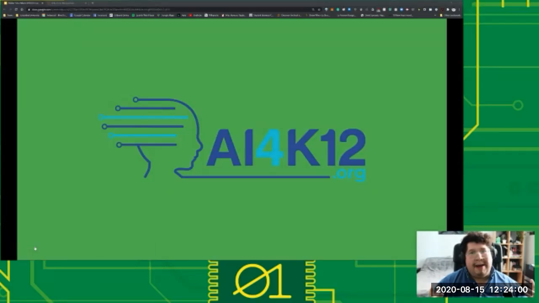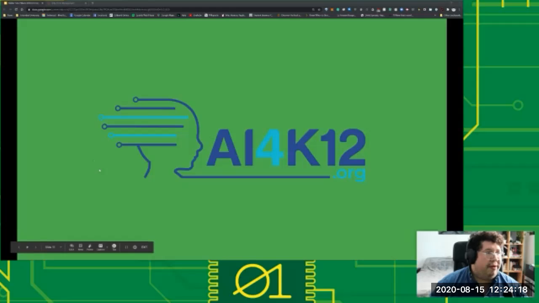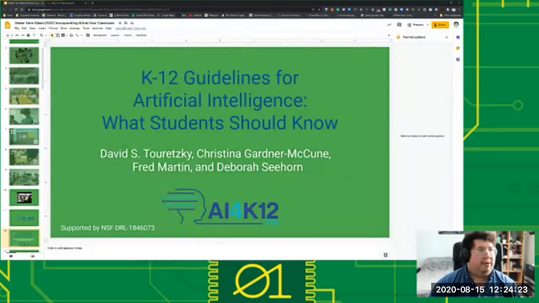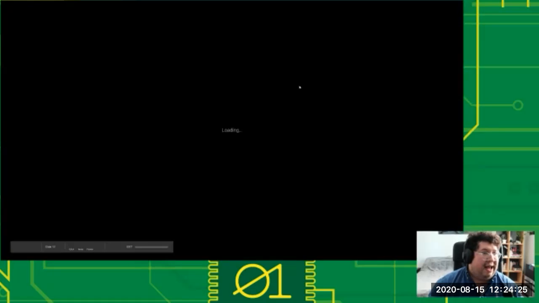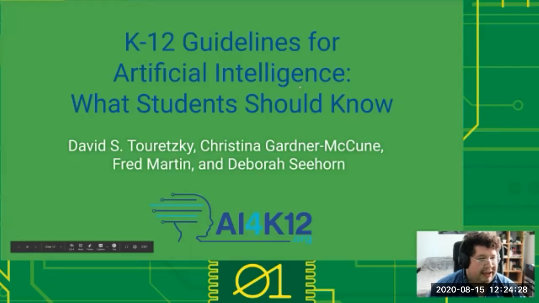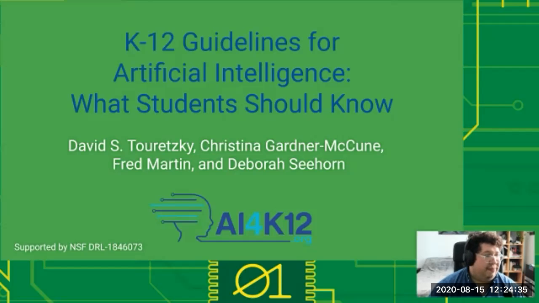I'll present my talk through the lens of this framework as it helps set the tone for the direction of how to think of these 5 different areas that they've outlined to understand and talk about AI in a more tacit way. Some of the things that I will be using from here are courtesy of AI for K12.org. Their presentation, K12 Guidelines for Artificial Intelligence, is available on their GitHub.